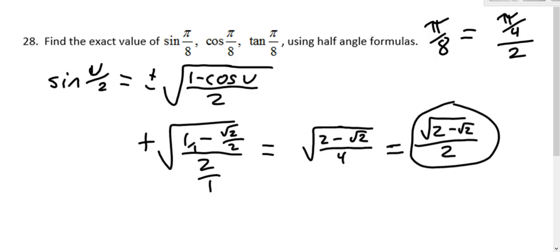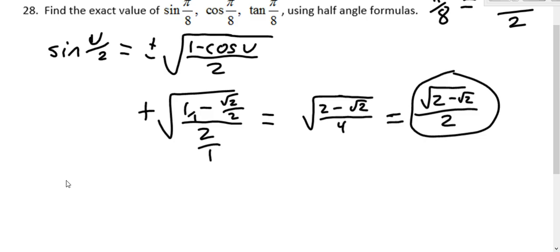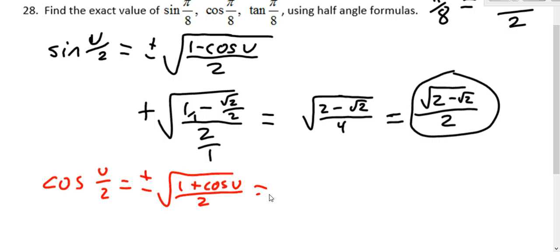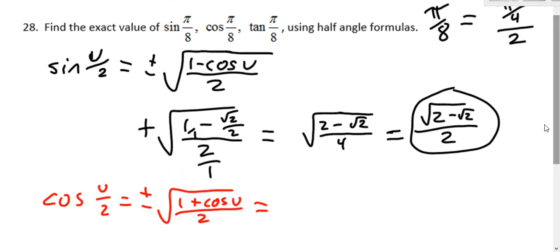For cosine, it's almost the identical formula. It just changes the minus to a plus. So cosine u over 2 is plus or minus square root 1 plus cosine all over 2. Again, looking at our pi over 8, since that's in quadrant 1, cosine is also positive, so we're only taking the positive square root. And then it's 1 plus cosine of pi over 4, square root of 2 over 2, all over 2. And then follow the same steps to simplify.